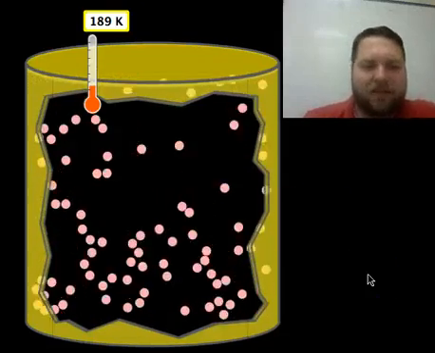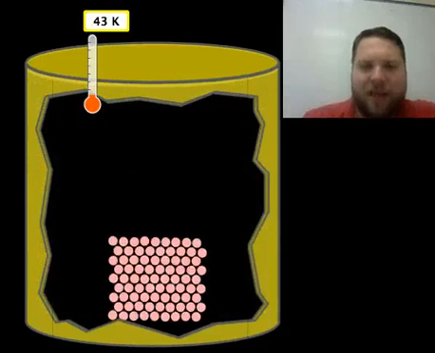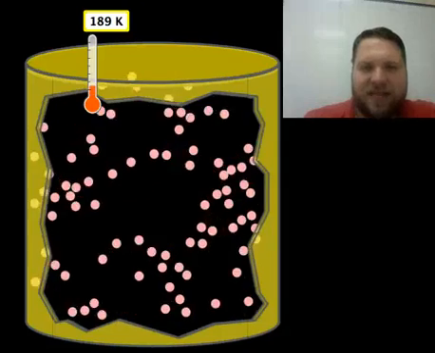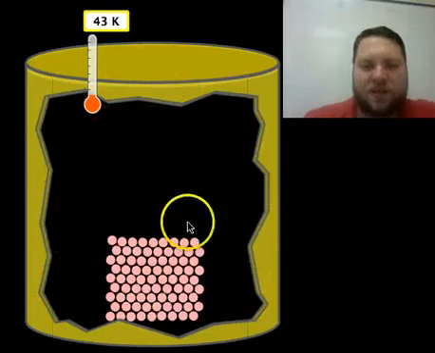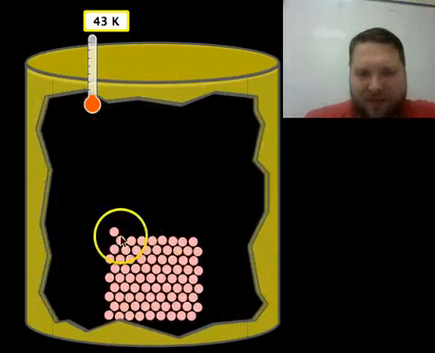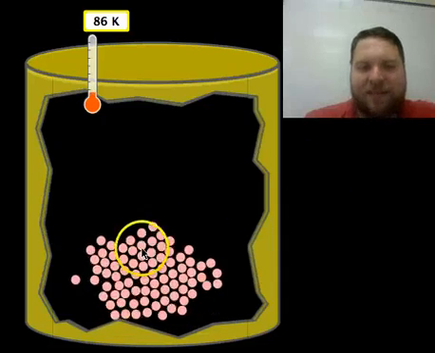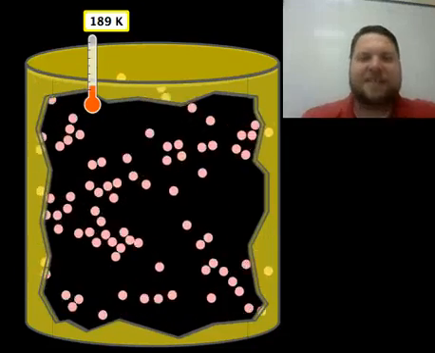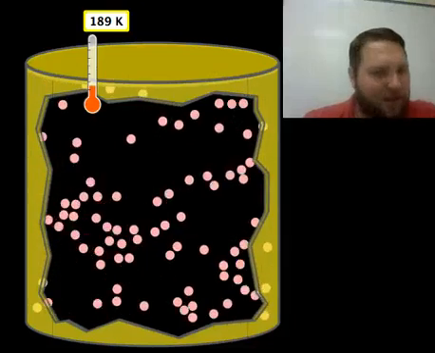So let's look at one last quick thing. Let's talk about density. Because in all three of these situations, there's the same number of atoms in there. But notice how the volume changes. The smallest volume is going to be with the solid, and with a liquid it spreads out a little bit because they're moving fast enough to kind of move around, and then with a gas they spread out as much as possible.